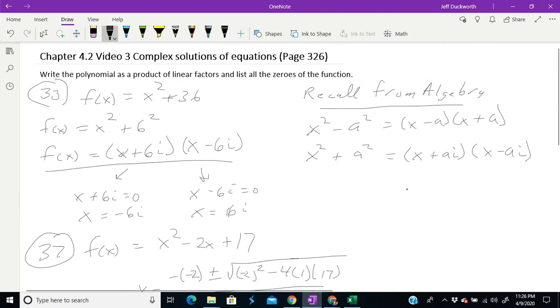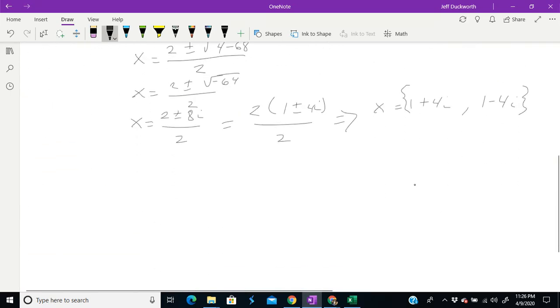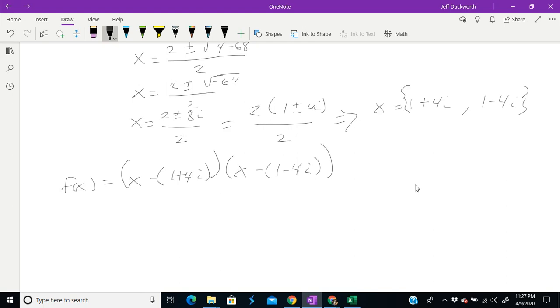Now, again, the question wanted us to write the polynomial as a product of linear factors. So let's go back and do that. Our f of x is going to equal x minus the quantity 1 plus 4i multiplied by x minus the quantity 1 minus 4i, because this would be c1 and this would be c2. And there you have it.